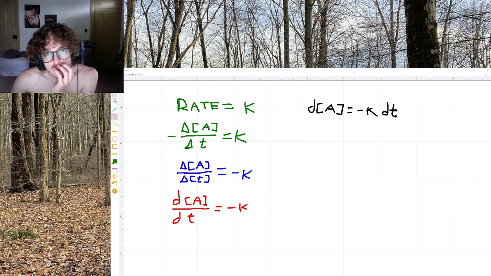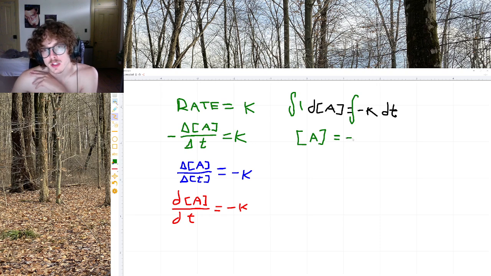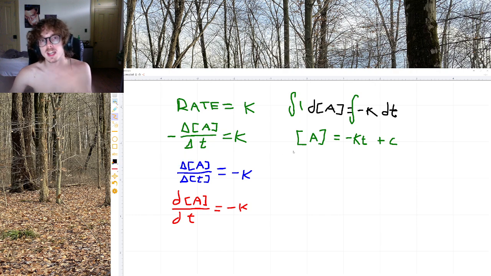So we're going to take an integral on both sides. dA is basically saying take the integral with respect to concentration. On this side, we're saying take the integral with respect to time of negative k. Well, this is actually really simple. A, or our concentration, is equal to negative kt plus C. That's just how integration works. If you have 1, you add a t, right? Because the derivative of negative kt gives you back negative k. So you're basically undoing the derivative here. And again, it will make zero sense if you've never taken calculus. I just want to be as thorough as I can for those who haven't. It's a very important class to take, so please take it if you can.